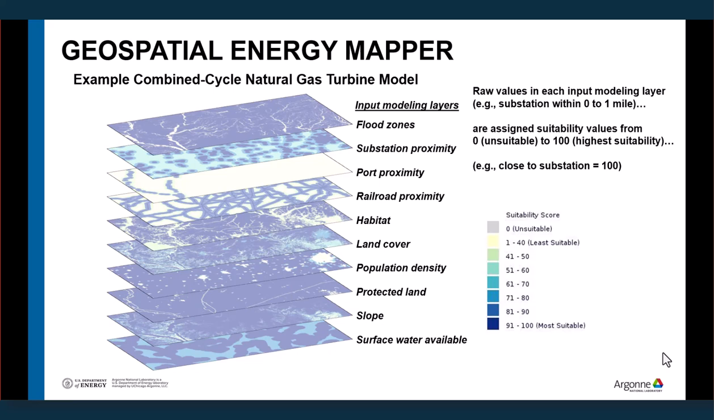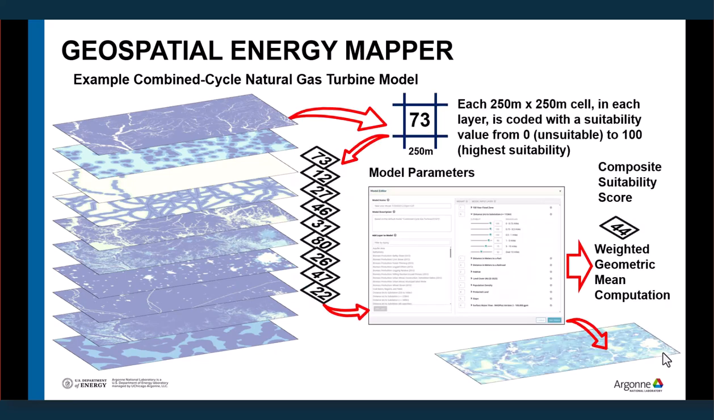These are the ones that are configured in the default model for natural gas model. For each cell, that's what I'm trying to depict there with that square with the 73 in it. Each cell is coded with that suitability value. So for instance, if we have a stack of these 10 values, those all go into the model, and then their weights are taken into account, and a weighted geometric mean is used to compute the final result.